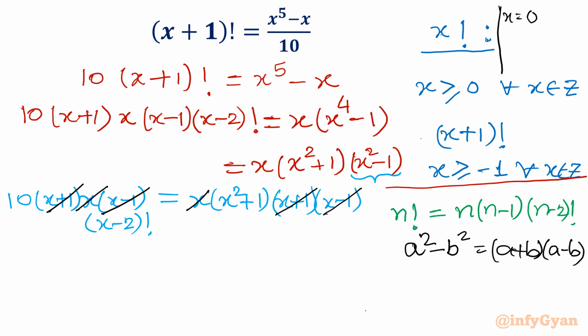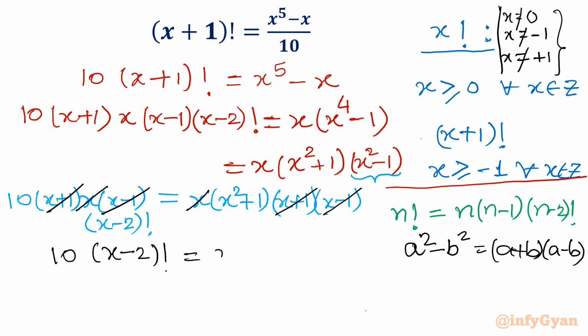Now if you put x equal to minus 1, the left hand side will become (minus 1 plus 1) factorial, that is 0 factorial, which is 1. And on the right side, you won't get 1, because minus 1 to the power 5 is negative, so minus 2 over 10. So all of the three values, minus 1, 0 and plus 1, are not solutions of the given equation. So x is not equal to these values. So we have cancelled. What is left? (x minus 2) factorial equal to x square plus 1.